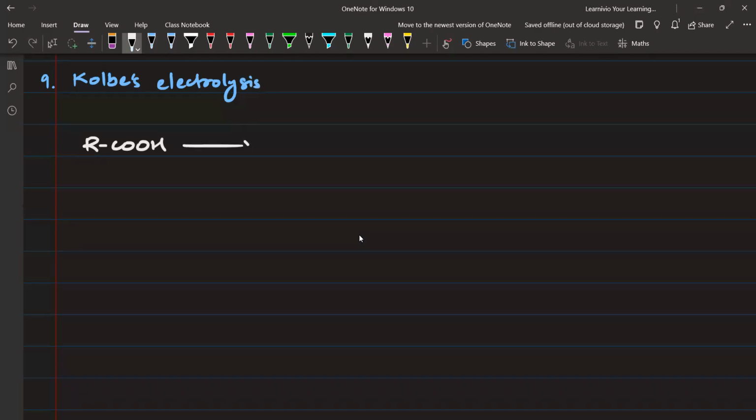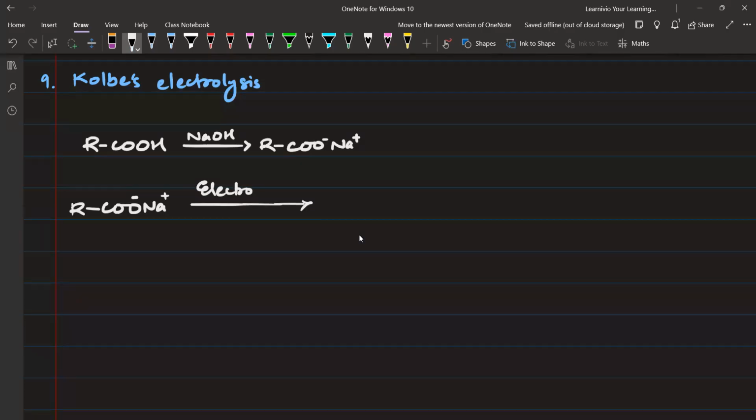Start with carboxylic acid and we treat this with sodium hydroxide to make a salt that is RCOO negative and Na positive. After that, we do electrolysis. That means RCOONa, in which we can see you have an anion and you also have a cation. So we can do electrolysis. अब इसके electrolysis में क्या होगा? Now, in the electrolysis, what are the products that we are going to get?